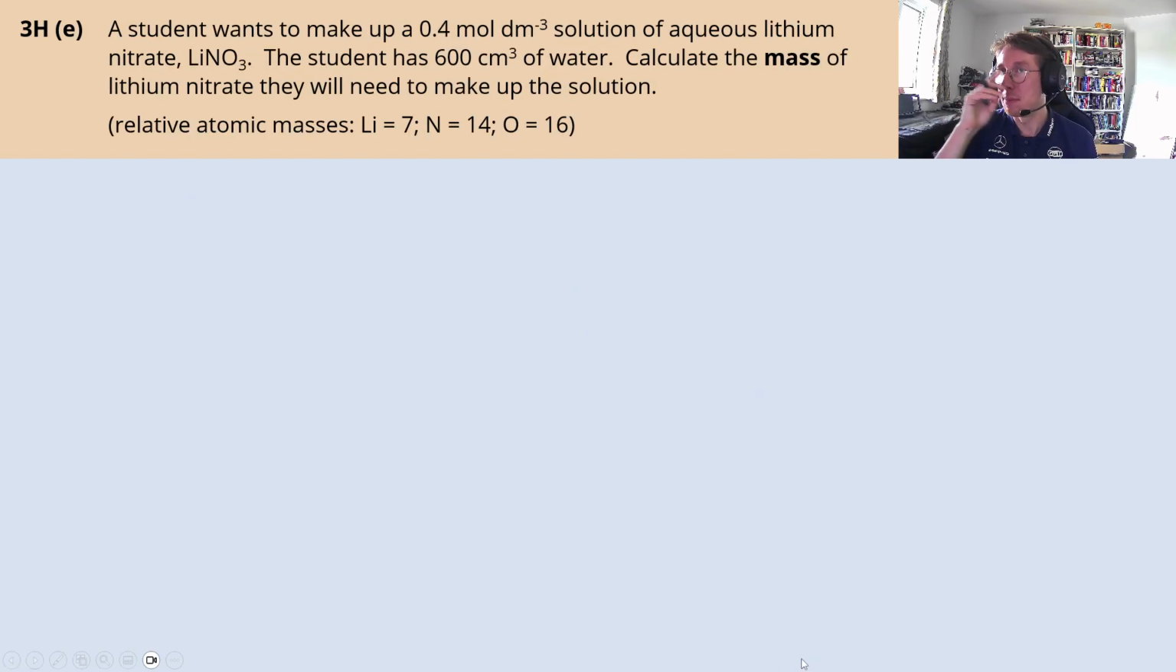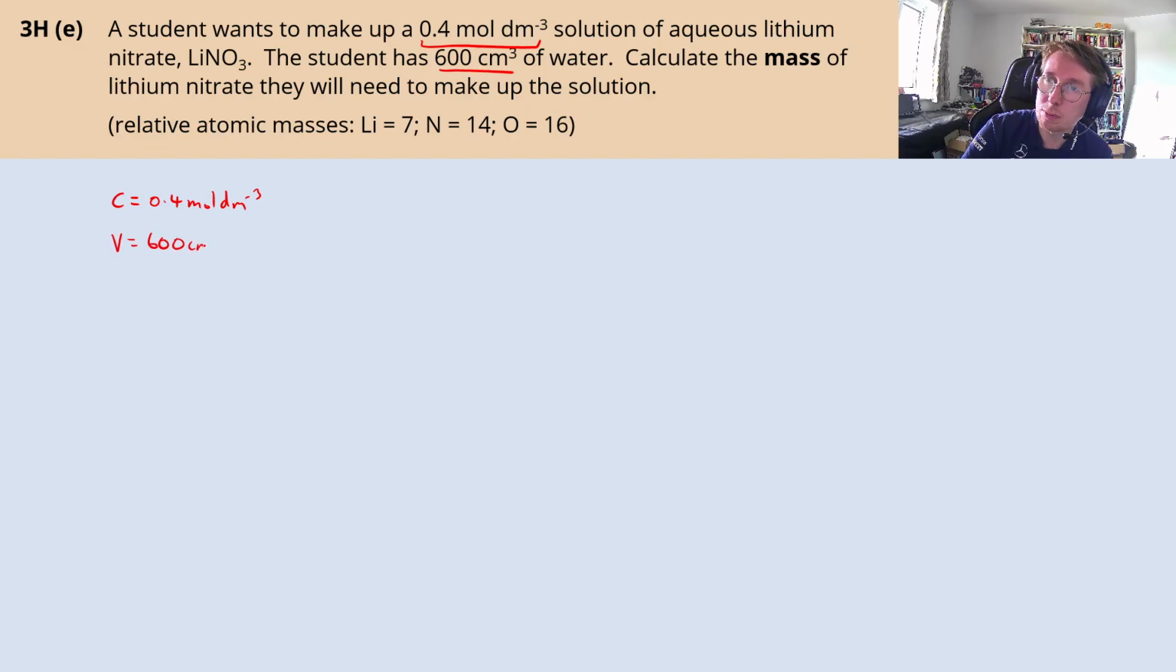Now we move on to E. A little bit more work has to be done here. We're told a student wants to make up a solution with this concentration. So I'm going to write that down. 0.4 moles per decimetre cubed. And we're told the student has got 600 centimetres cubed of water. Cool, write that down. And we need to calculate this time the mass.